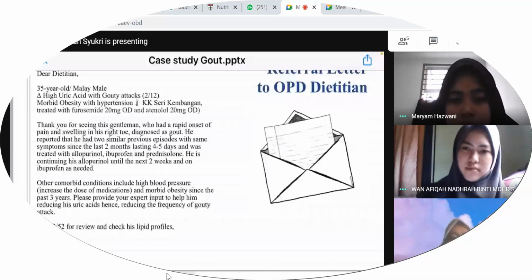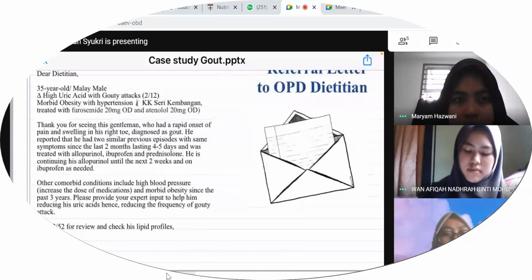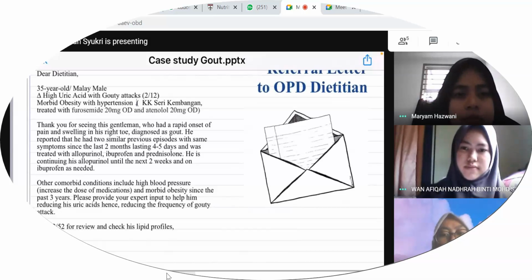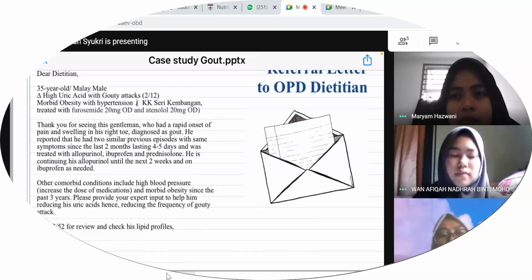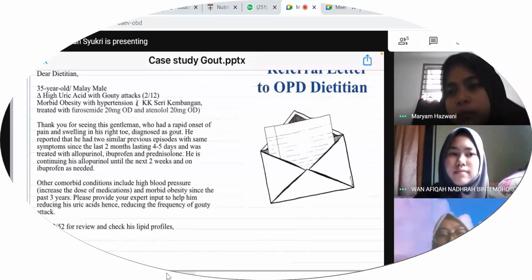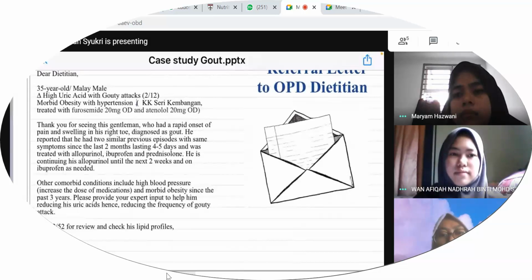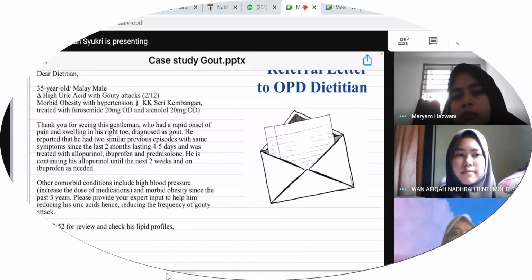You have to look into the reason of referral, and that reason of referral should be included in your introduction of the case. So for example, okay, I would like to explain the case. What we have here today is a 35-year-old male who is referred to us because of having high uric acid, more than what was it earlier, with gouty attacks since the last 2 months. If he gets an attack, it lasts about 4 to 5 days. Currently treated with allopurinol, ibuprofen, and prednisolone.